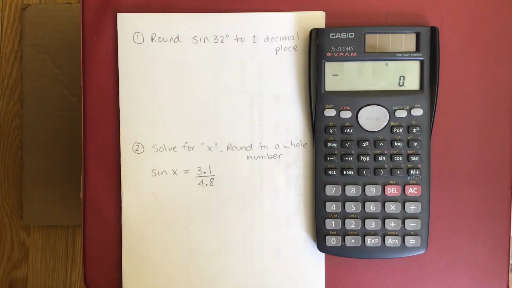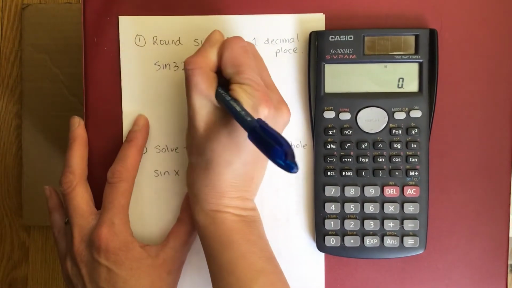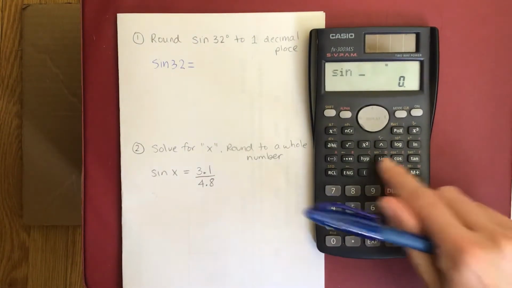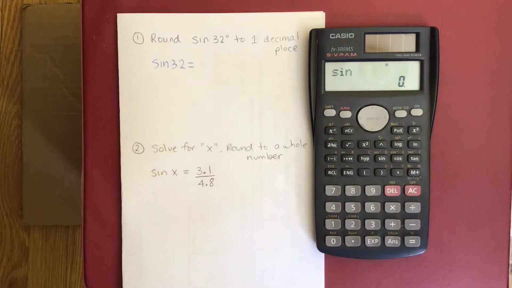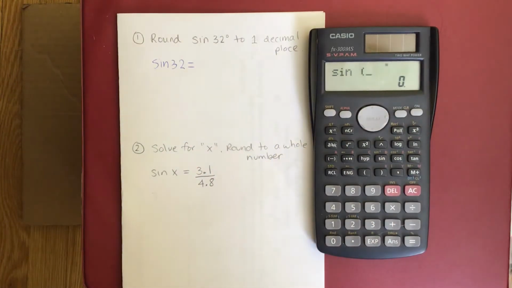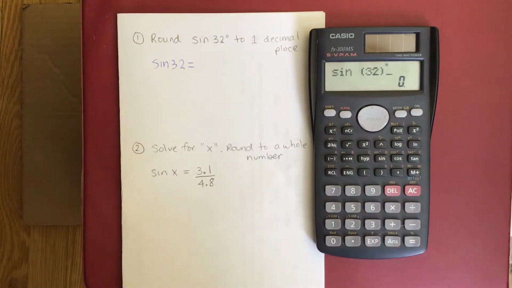So let's do our first question. We're going to round sine of 32 degrees to 1 decimal place. So sine 32 is equal to. So on this calculator, just going to push the sine button, which is right here. And then what you're going to do is you are going to open a bracket. Some calculators do the bracket for you, and you're going to put in 32 and you're going to close the bracket. That makes sure that it's only doing the sine of 32 and nothing else. And this will be important when you're using other numbers in your calculation.